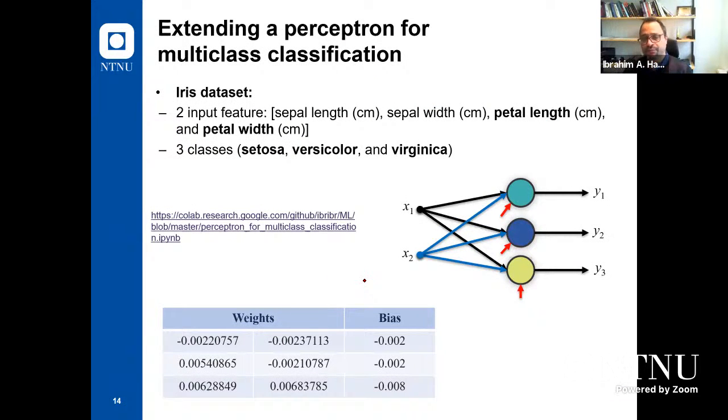If you need to solve the same problem using a multi-layer perceptron, I just told you, we need to have different layers. This one is multi-layer, in fact. So we have maybe one input layer and one output layer, for example, and we will have one output for each class.